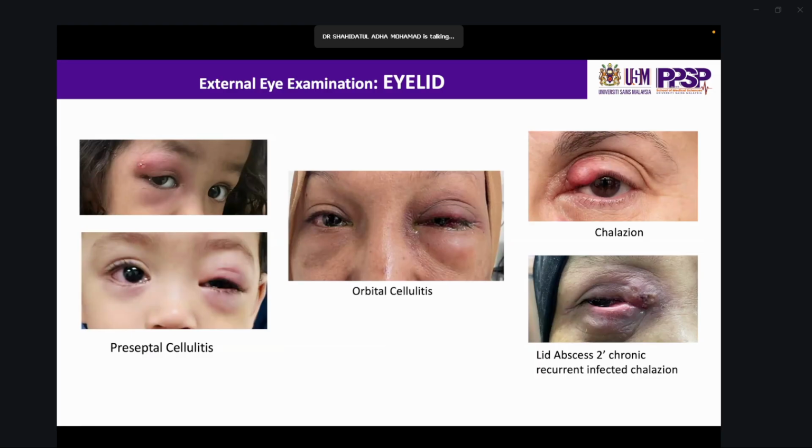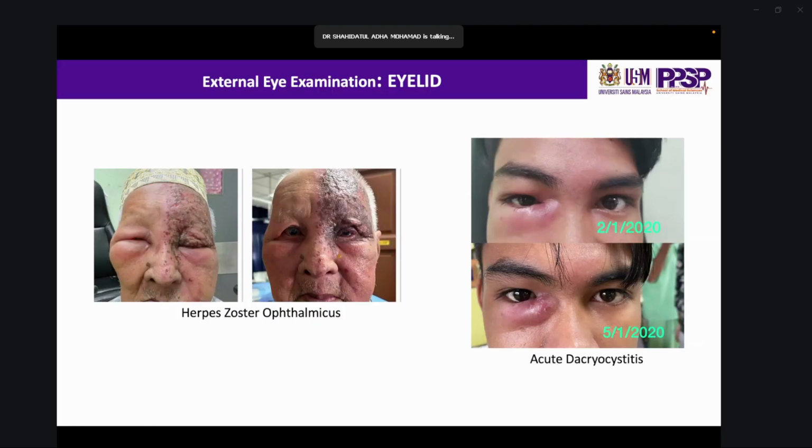And apart from that, on eyelid examinations, you can also identify patients having preseptal cellulitis, orbital cellulitis, chalazion, or perhaps this scary looking condition, which is lid abscess secondary to chronic recurrent infected chalazion. And this is another example of herpes zoster ophthalmicus. Just now I showed a very minimal lesion, and these patients have very severe extensive lesions.